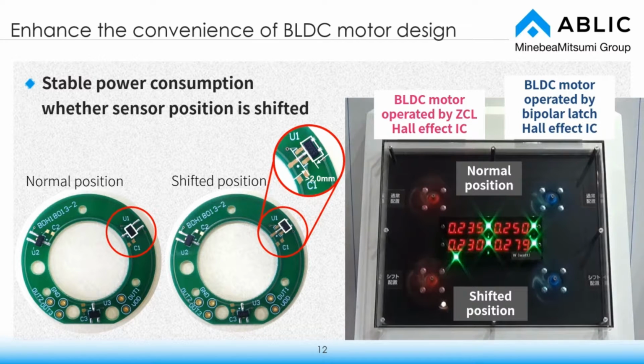The red propeller is a brushless DC motor running with the ZCL Hall Effect IC, and the blue propeller is a brushless DC motor running with a traditional Hall Effect Latch IC. The top motor has a normal sensor layout, and the bottom motor has a built-in board with a displaced sensor. The power consumption of each motor is shown in the center of the video. As you can see by comparing the upper and lower motors, the normal and shift configurations, there is almost no difference in power consumption between the ones running with the ZCL Hall Effect IC. Those operating with the Hall Effect Latch IC have increased power consumption when the sensor position is shifted.